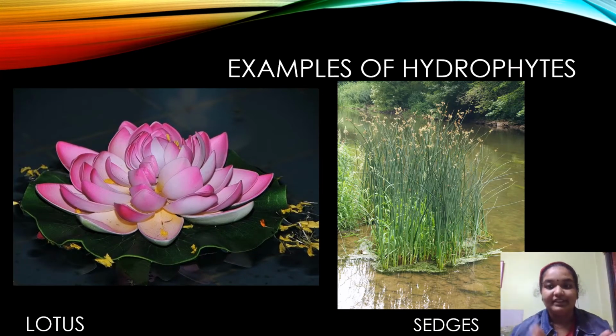So this is an example of hydrophytes. You can see this is the lotus and this is the sedges. Of course, you know what a lotus is. And sedges are like the small durian-like thing I think you have seen in your childhood. Both of these stay on top of the water, not submerged. I'll show you the submerged one later on the slide. Okay, moving on.